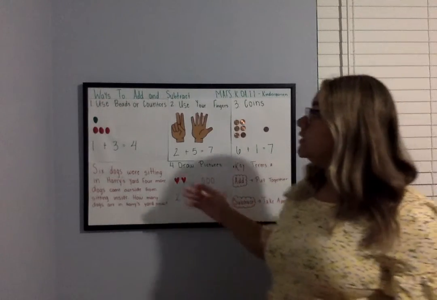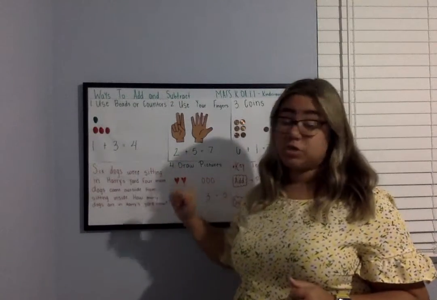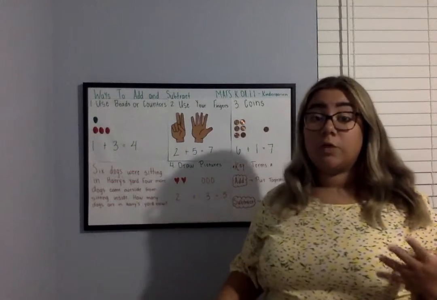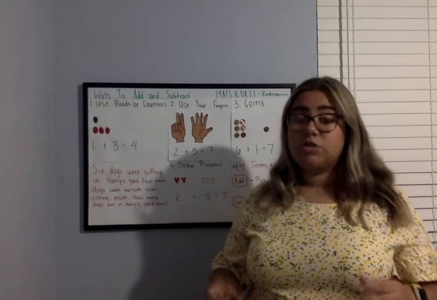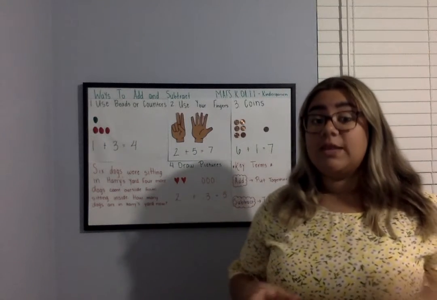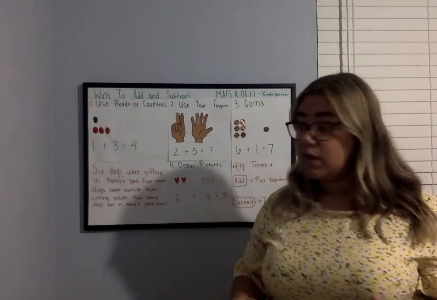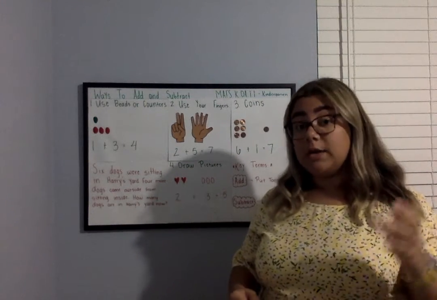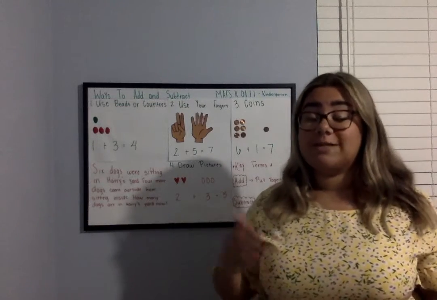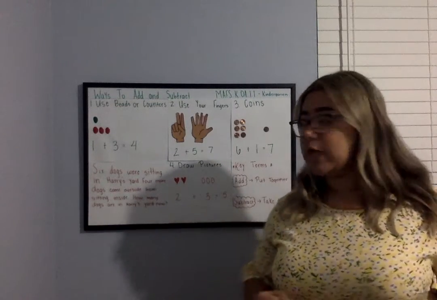Starting with our first example, we have beads or counters. So beads and counters are really great because you can actually use two different colors for students to really see the different groups that they're going to be adding or subtracting. And for subtracting, you can even go to one color if students are progressing really well with subtracting with objects.